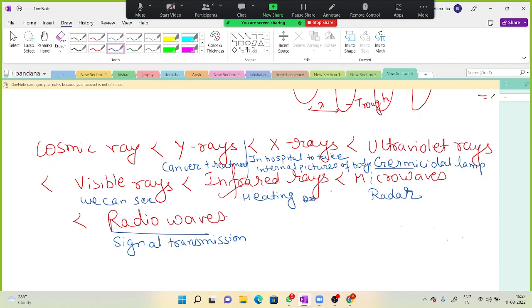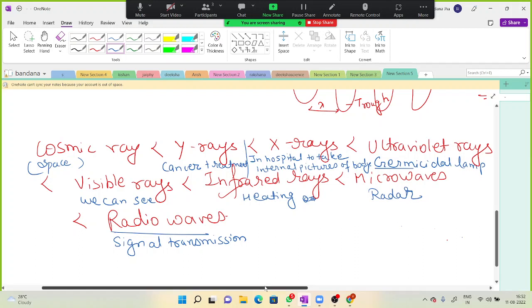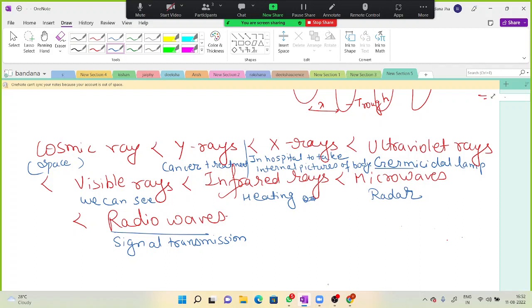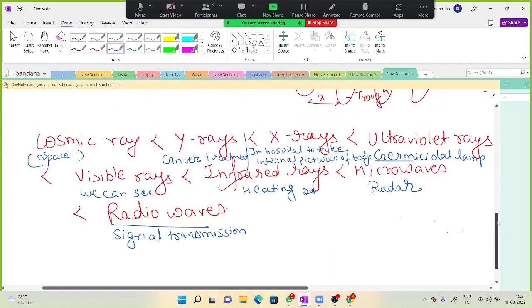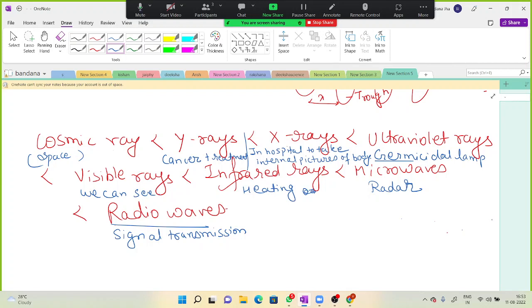Now, cosmic rays. We know in space we have cosmic rays. Now, this is about wave theory. Like, ma'am, what is the use of the cosmic rays? Nothing is used. Very, very rarely used. Maybe in the laboratories they use them, but in space we have the cosmic rays.